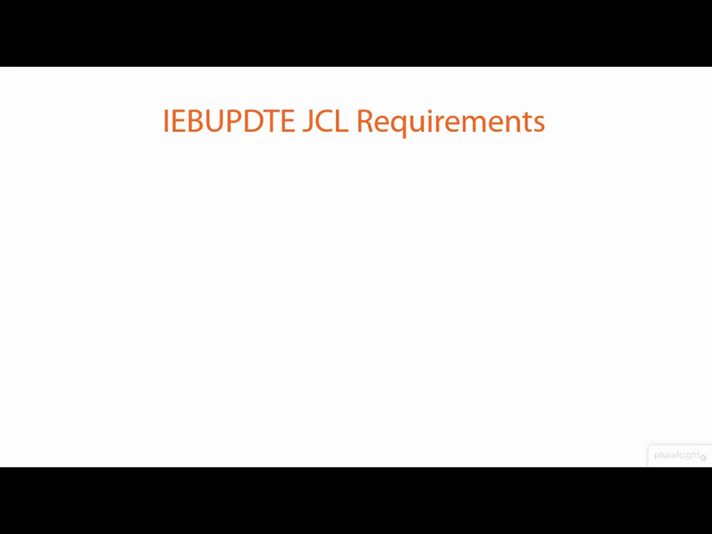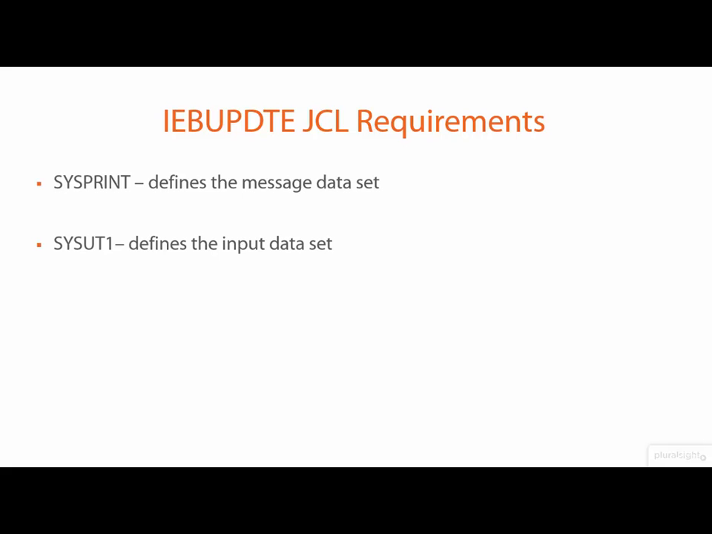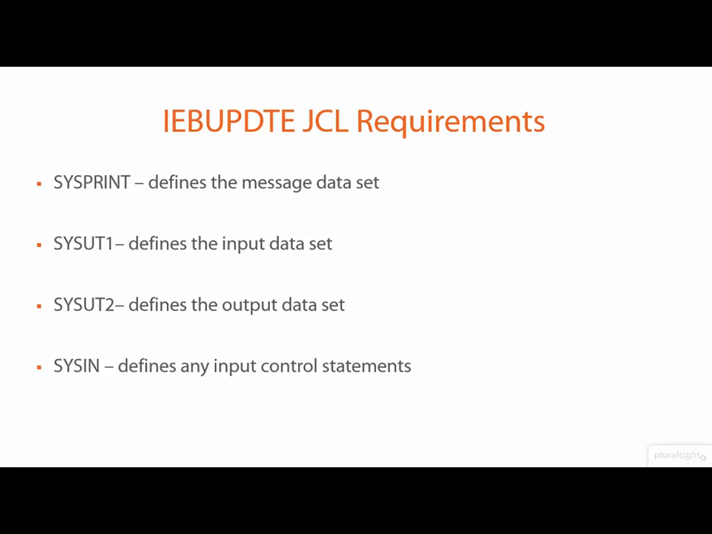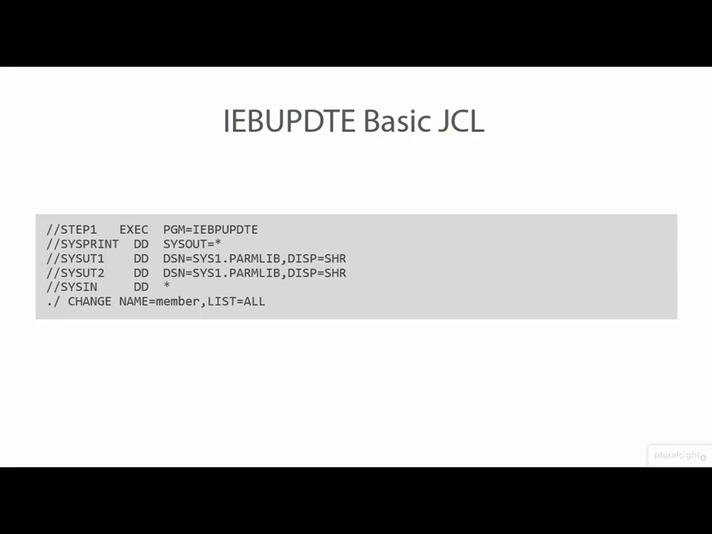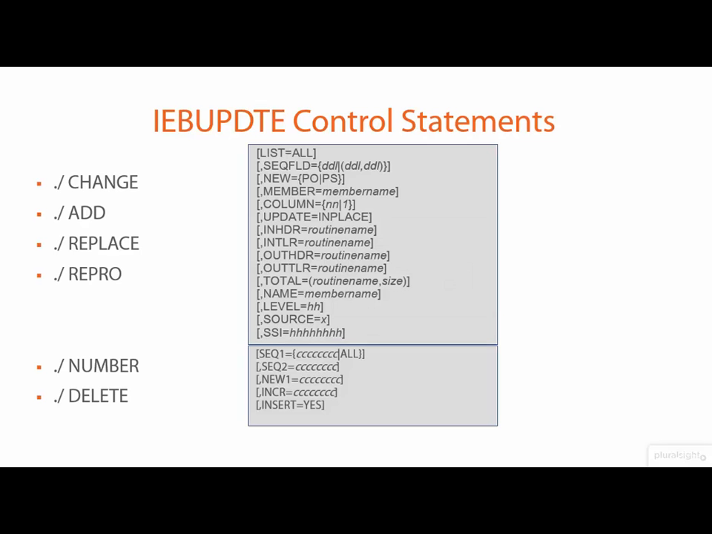The JCL requirements, again: SYSPRINT for our message data set, SYSUT1 for input, SYSUT2 for output, and SYSIN for control statements. Now with IEBUPDTE, the control statements are a little bit different. They all begin with a period slash and then the particular control statement that's involved. So we're going to be looking at the control statements that allow us to change members, add a new member, delete lines, renumber, and things of that sort.